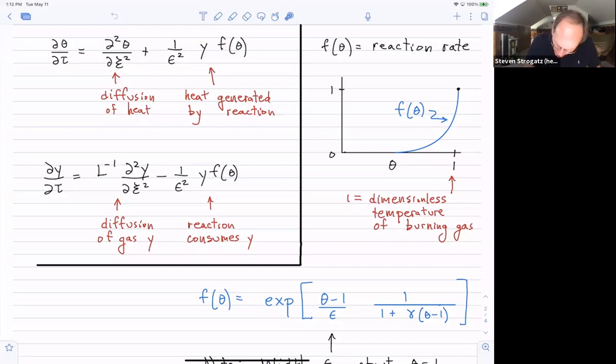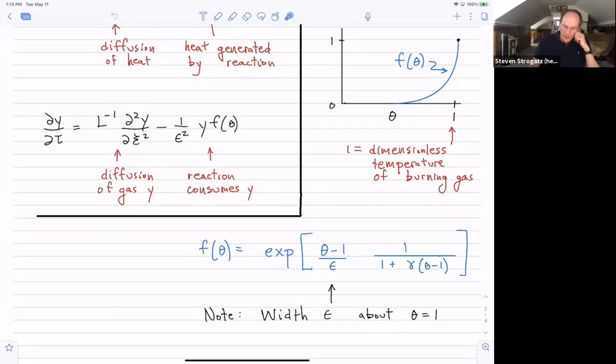Meanwhile, it turns out in the Arrhenius law, there's this other term that is not of any great importance, but it's in there. There's a dimensionless parameter gamma that we don't need to think about, and a slight dependence on theta. Of course, there's this theta minus one term. But this is really not the term of great interest. It's this that matters. So as I say, there's a width of characteristic size epsilon about and just below theta equals one. That's my rate of reaction, quite nonlinear with that exponential.